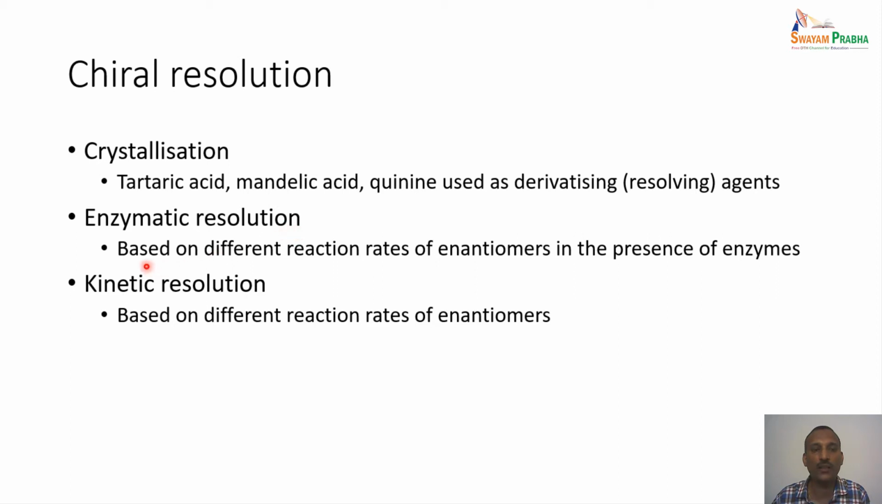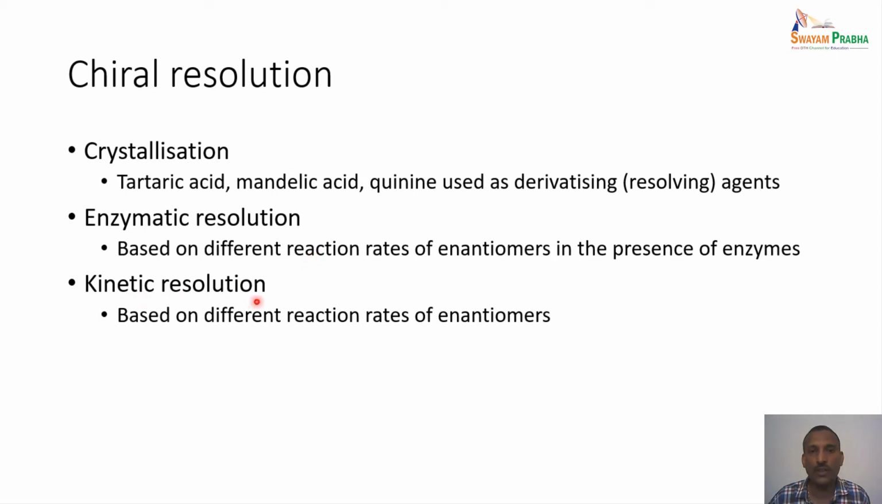In this particular resolution method, we basically rely on the different reaction rates of enantiomers in the presence of enzymes. We already know enzymes are stereospecific reagents for many reactions, so the reactions catalyzed by enzymes are always stereospecific. That means only one of the isomers is formed in 100%. So by using that method, we can separate some of the enantiomers by forming some derivatives.